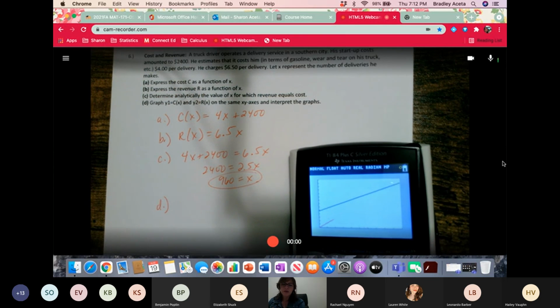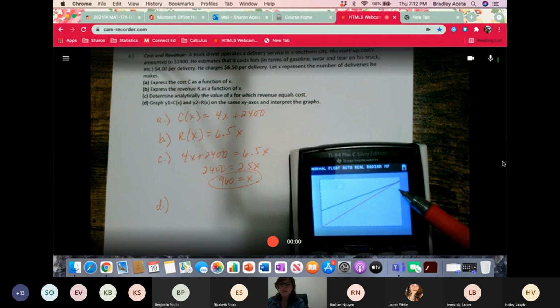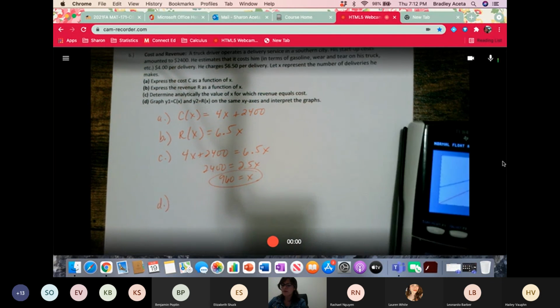So you kind of have to play with it. You kind of have to give a guess. Is it intersecting? Yes. Okay, so it intersects right there. I think they'll give you scales. You can always look at the MyMathLab. They always give you those scales.